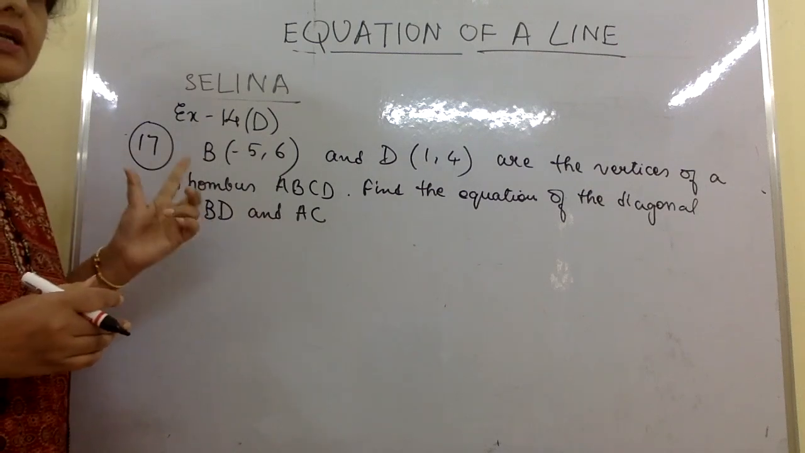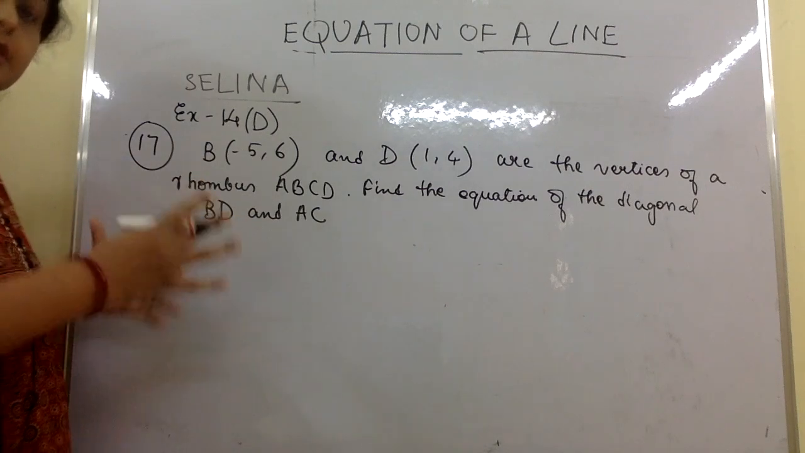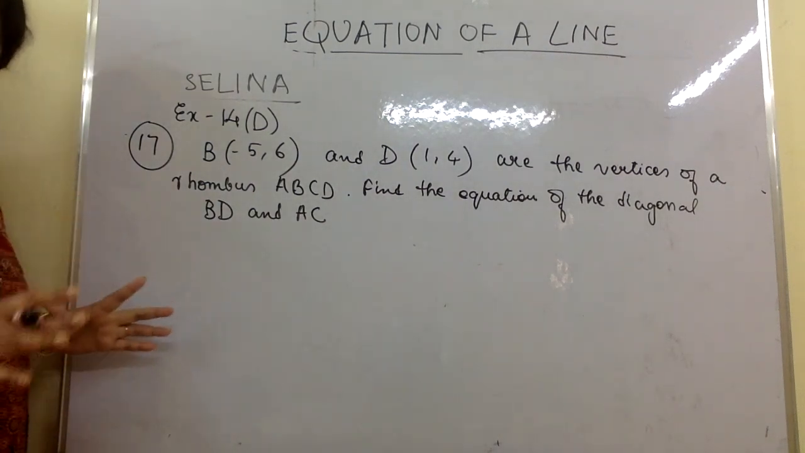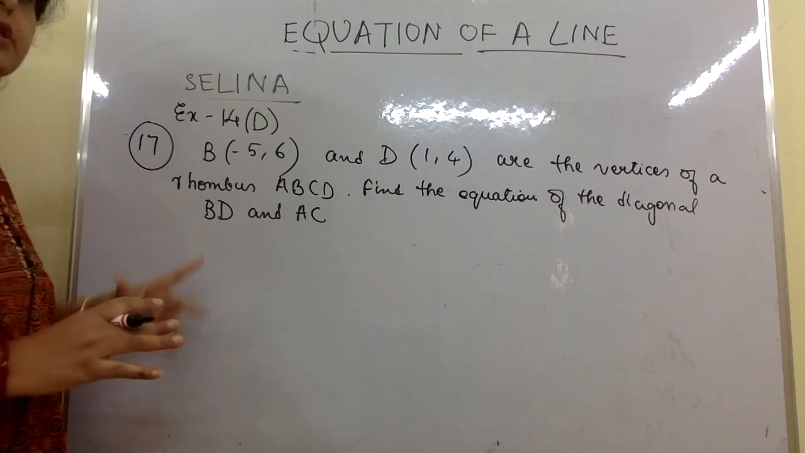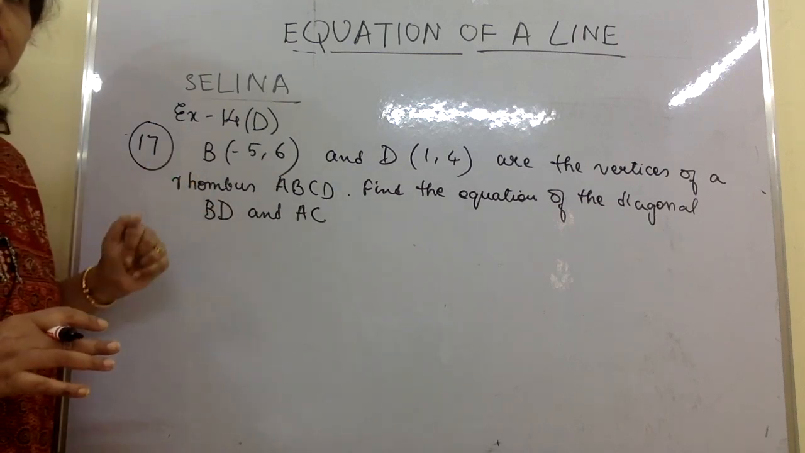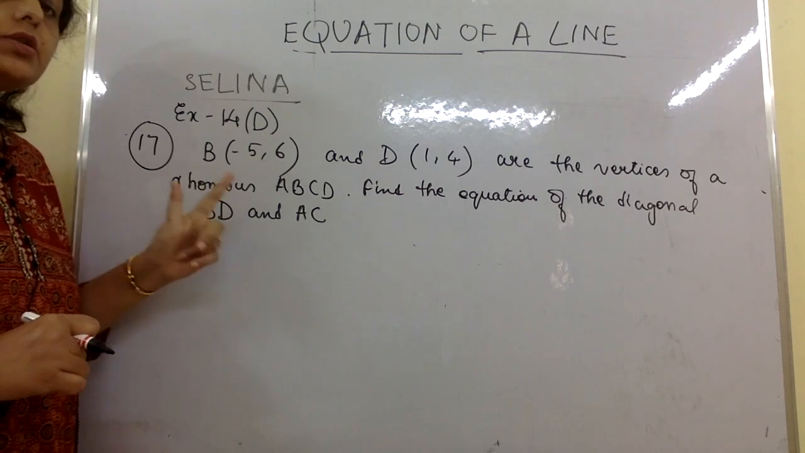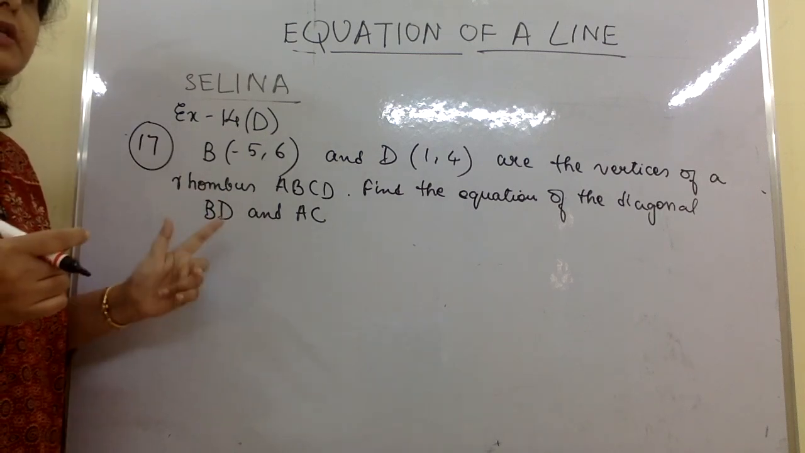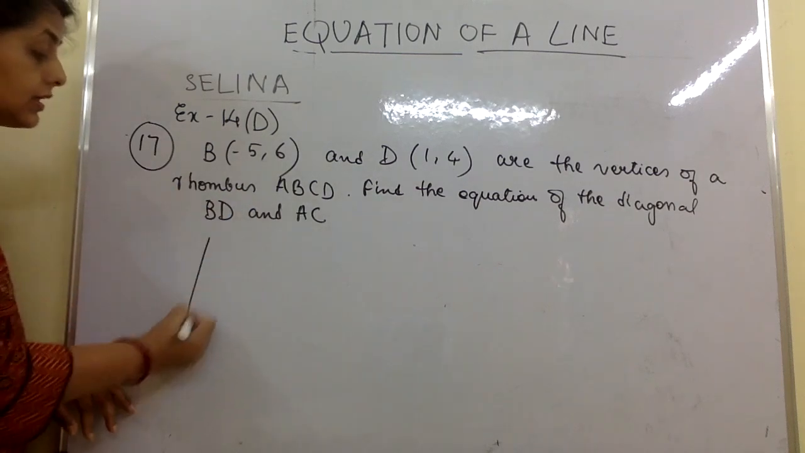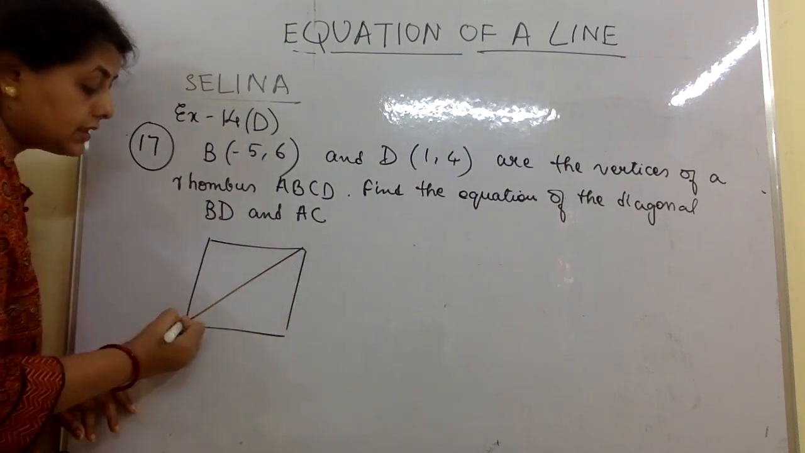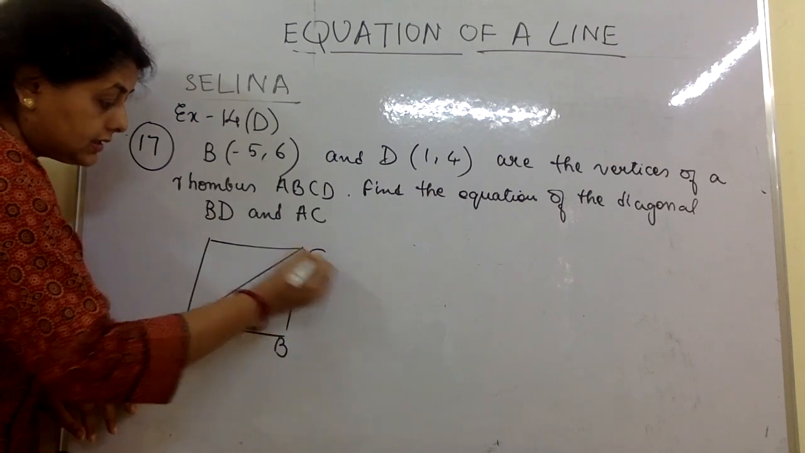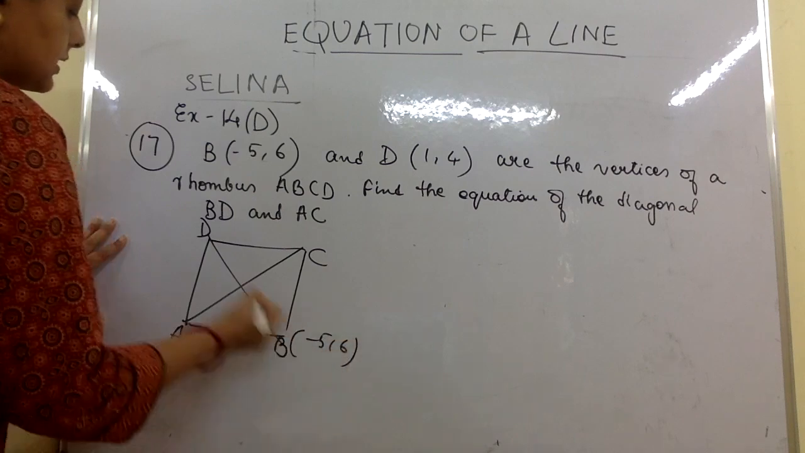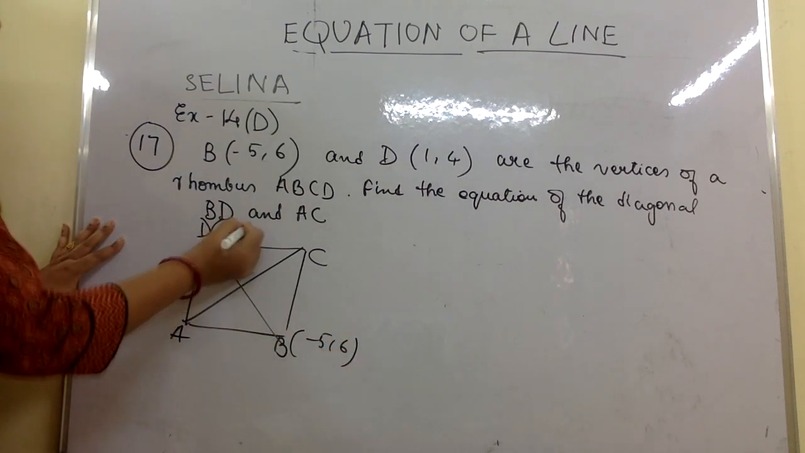Here we have B and D are the vertices of a rhombus. In this question you will note that they have not given all the vertices, only B and D, that is diagonally opposite vertices, are given. They are the vertices of the rhombus ABCD. Find the equation of the diagonals BD and AC. I think I should draw this rhombus, and here A, B, C and D, they have given us this minus 5, 6, and this is 1, 4.